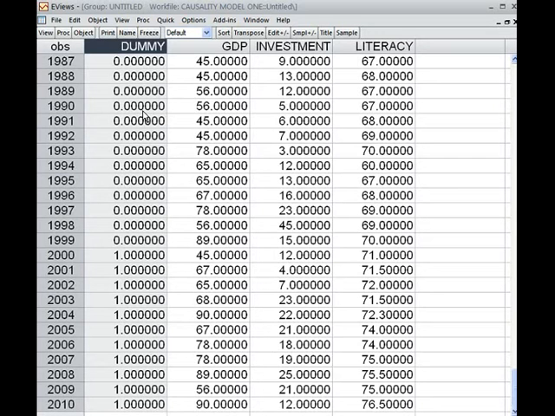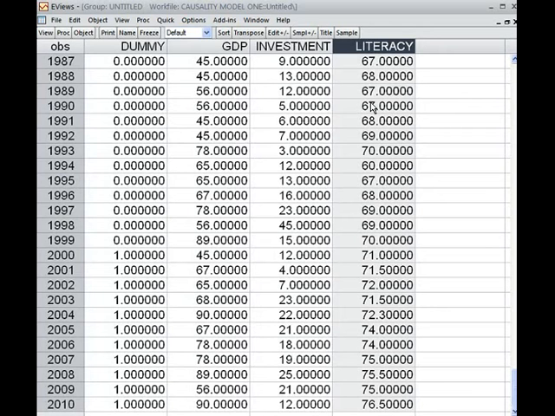Okay, and here our target is to develop an error correction model gradually. But first we develop the unit root testing. That means whether our GDP, investment and literacy, these three variables, have a unit root or not. That we want to check. But here we have no plan to check it.